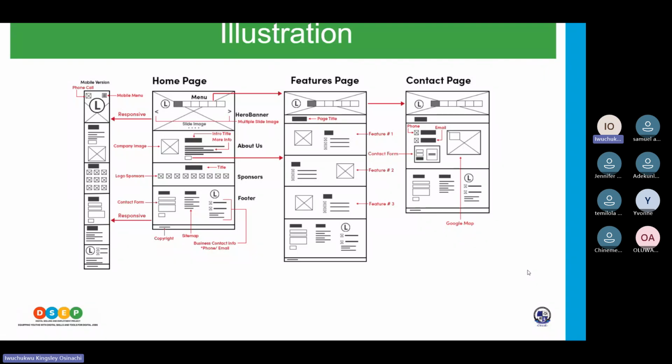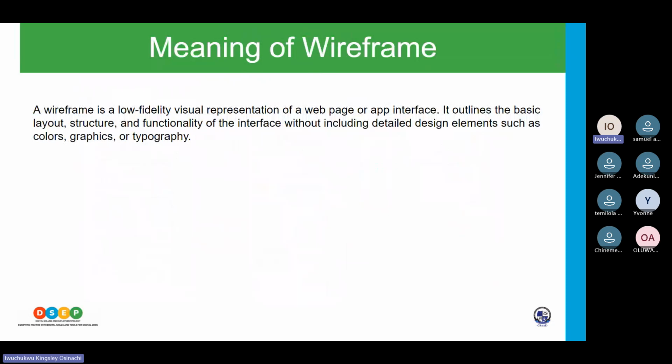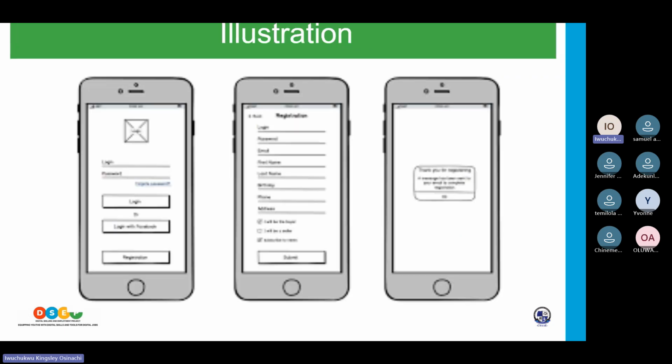These are different things they use in bringing out their idea, right? Just like your sketch, the way you sketch, this is what they are doing here. It's called wireframing. So it's the use of lines to represent a full website or mobile app. From the definition, a wireframe is a low fidelity visual representation of a mobile app. It outlines the basic layout, structure, and functionality of the interface without including detailed design elements such as color, graphics, typography, images, videos, and the rest of it, right?